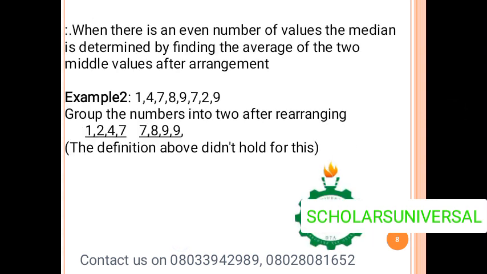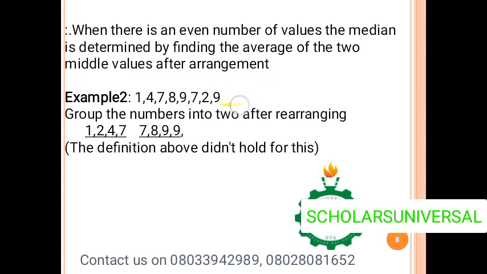Likewise, when there is an even number, you need to know something here. When there is an even number of values, the median is determined by finding the average of the two middle values after arrangement. Here is an example. What is an even number? An even number is a number that is divisible by 2, which means you can never have one single number at the center, since the total number given to you is not odd. So if it's even, you are not going to have any number at the center.